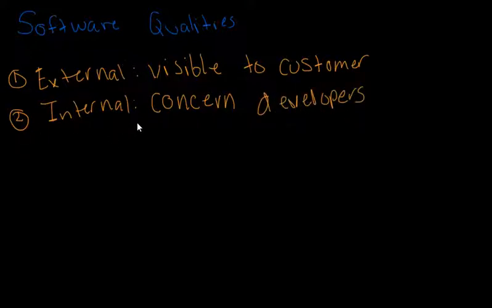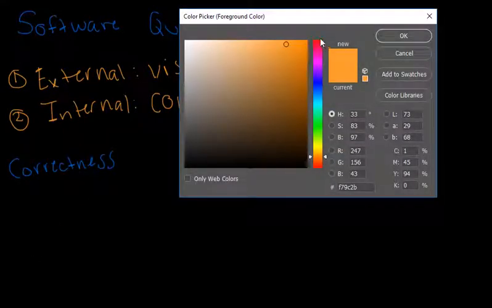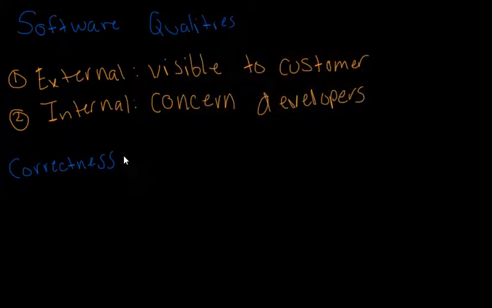Now, what are some examples of these qualities? Well, I'm just going to go over a few different vocabulary words, and then we are going to define what these mean from a software perspective. So the first one is going to be correctness. Actually, let's go ahead and change our colors here, let's use a nice red. We'll leave correctness as blue for now.